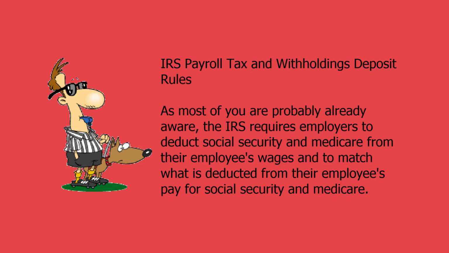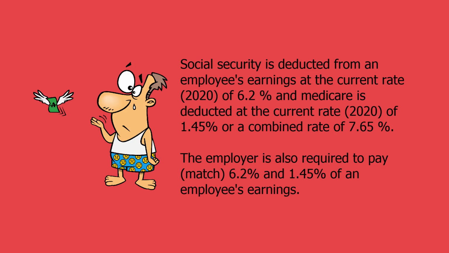As most of you are probably already aware, the IRS requires employers to deduct Social Security and Medicare from their employees' wages and to match what is deducted from their employees' pay for Social Security and Medicare. Social Security is deducted from an employee's earnings at the current 2020 rate of 6.2% and Medicare is deducted at the current 2020 rate of 1.45%, or a combined rate of 7.65%. The employer is also required to match 6.2% and 1.45% of an employee's earnings.